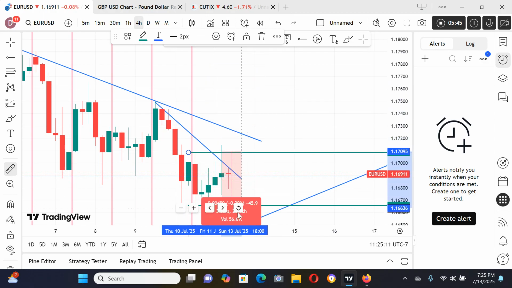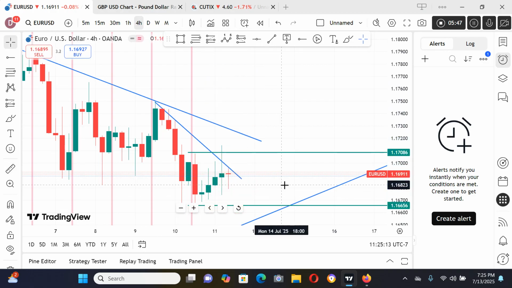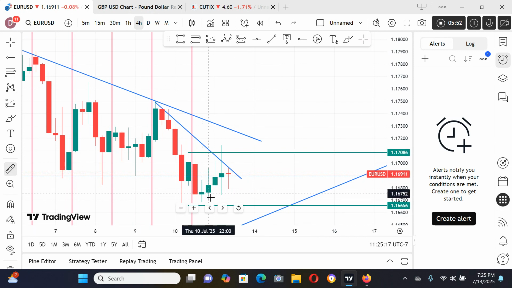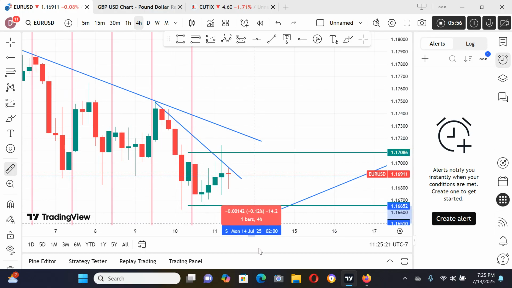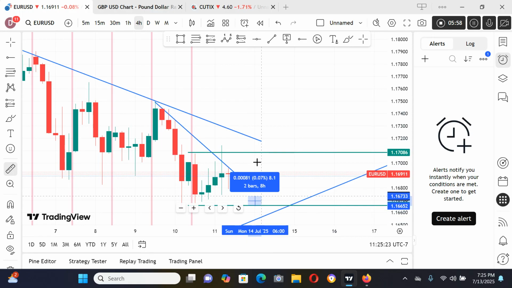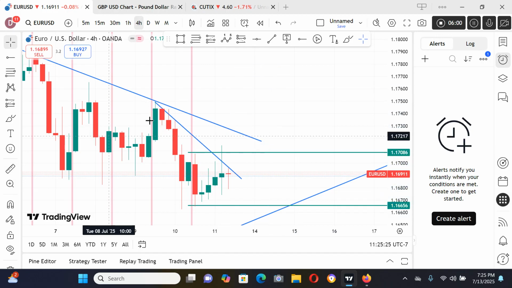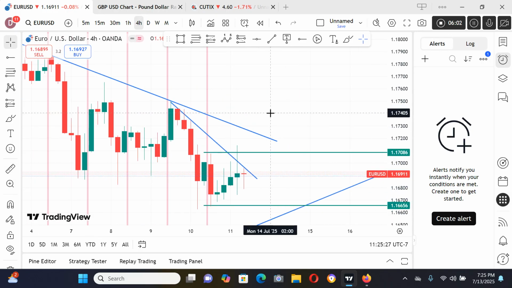But if peradventure the market breaks downward down here and makes up to 50 pips down, I'll look for opportunity to sell throughout the week. So I will apply the trend line. I will apply this high and low of the week.